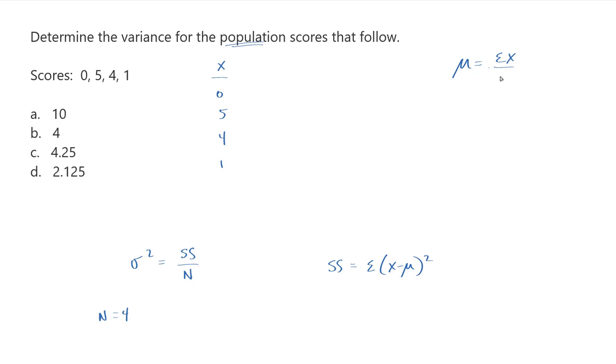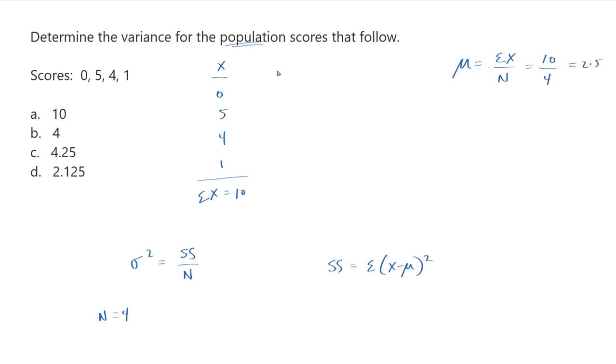Population mean is the sum of x over n. So I need to know my sum of x. And so I've got 0 plus 5, that's 5, plus 4 plus 1, this brings it up to 10. So I've got 10 over 4, that's 2.5.